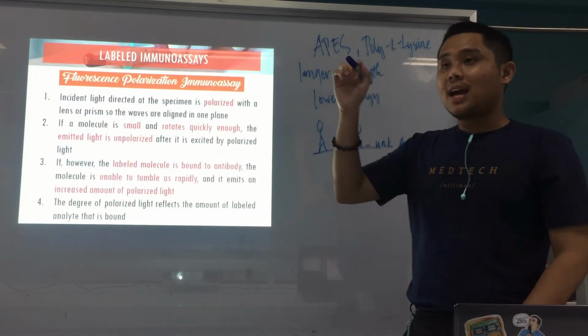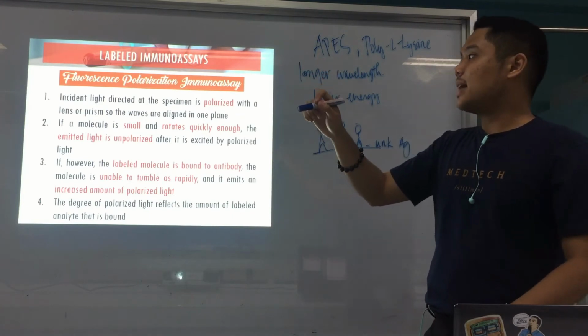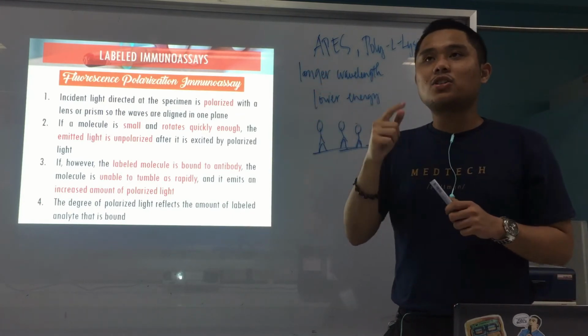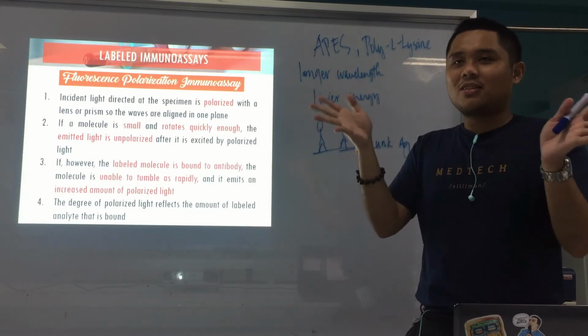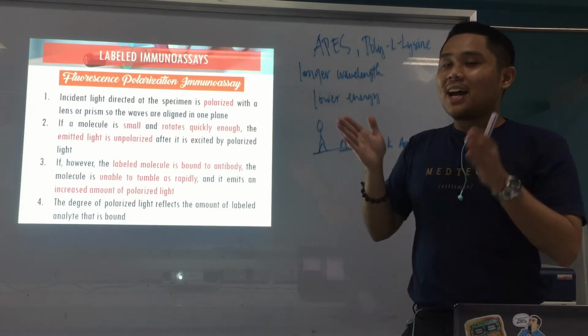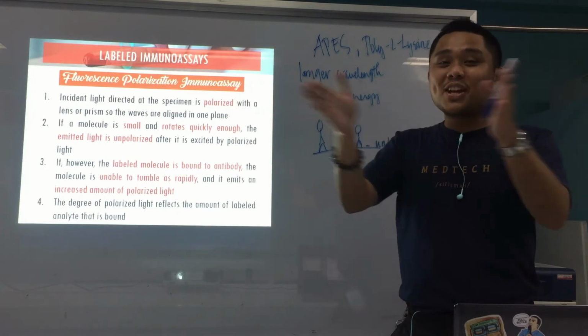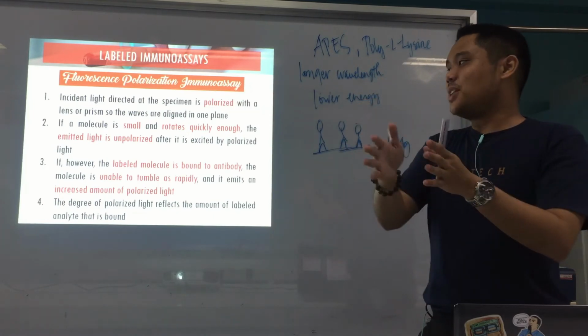Incident light directed at the specimen is polarized. Meaning, you pass it through a lens or prism. So the waves are aligned. You concentrate it in one plane, polarized in one plane.